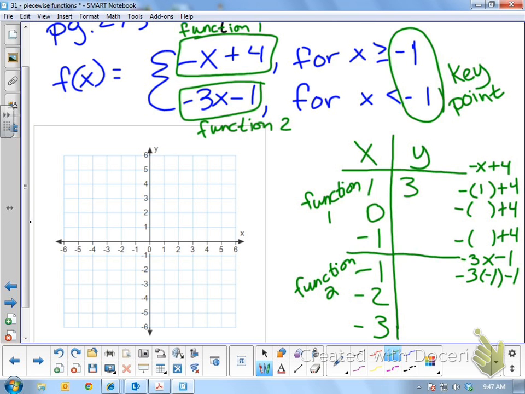Now this time I have a little more to do to simplify. I have parentheses, which mean multiplication, and I have minus, which means subtraction. Which one do I do first, multiplication or subtraction? Multiplication. So negative 3 times negative 1 is positive 3. Minus 1 is 2. So I want you guys to finish this table.